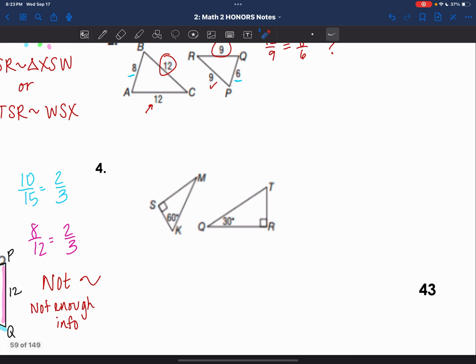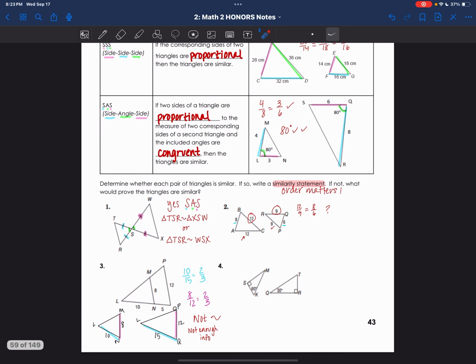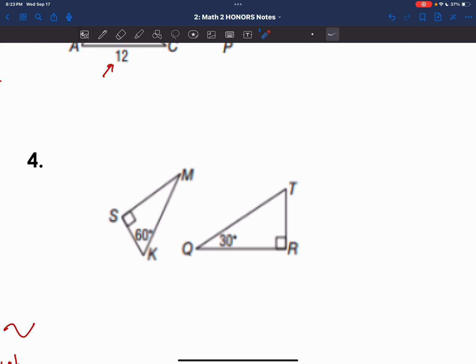And then now let's look here. So now I've got 2 angles. So we need to know, I'm thinking AA. So let's see if it's this one. And right now, if this is 90, 60, this has to be 30, and this has to be. So do they all have the same? Yes, they are similar. And that's because of AA.